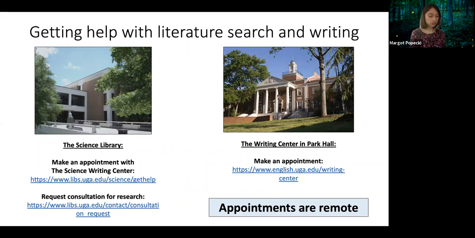If you need help searching the literature or with your writing, please reach out to us. You could also set up a virtual consultation with librarians at the Science Writing Center. So all you have to do is go to this website link and set up a time. You can also get help on your writing itself. Another opportunity to do that is a writing center in Park Hall. You can, again, make an appointment online, and all appointments are remote, so by phone or Zoom. So again, the Science Library can help you identify sources and also with your writing.